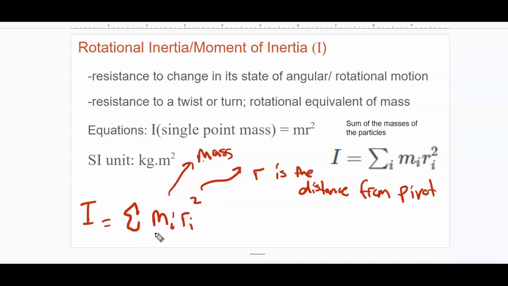Well, if you only have one object here, this is not really a sum. This would just be m times r squared. Again, m would be the mass and r would be how far away that is from the pivot point. So let's take a look at some examples. I'm going to erase this.